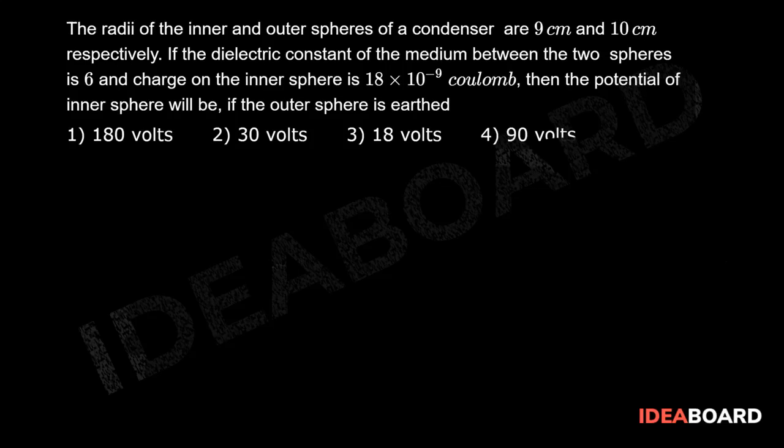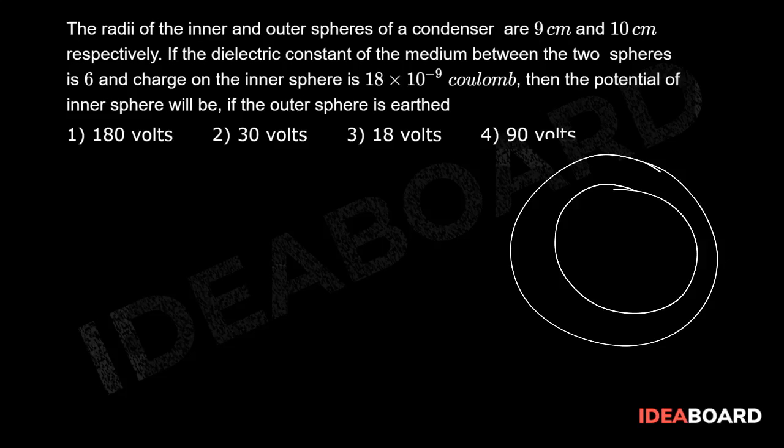Suppose that we have a sphere like this, and inside another small sphere. So we can see that this radius is, let's say, A, this radius is, let's say, B, and we are given the values: A is equal to 9 centimeters, B is equal to 10 centimeters, correct?